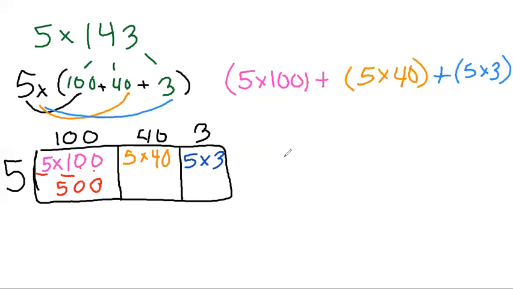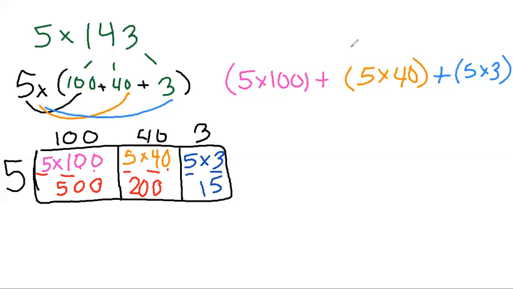Let's go over to 5 times 40. 5 times 4 is 20. You have 1 zero, so add your 0. Okay, so far we have 5 times 100 is 500. 5 times 40 is 200. Now let's solve the last one, which is 5 times 3 is 15.